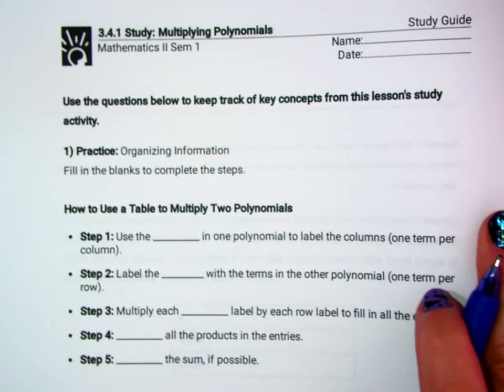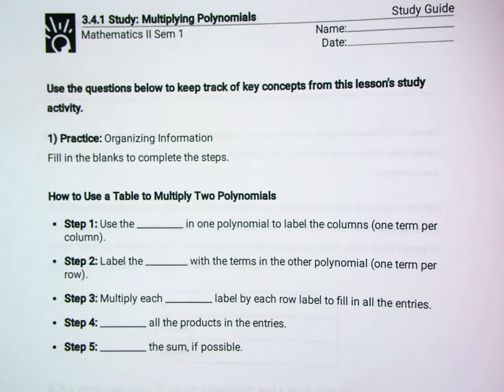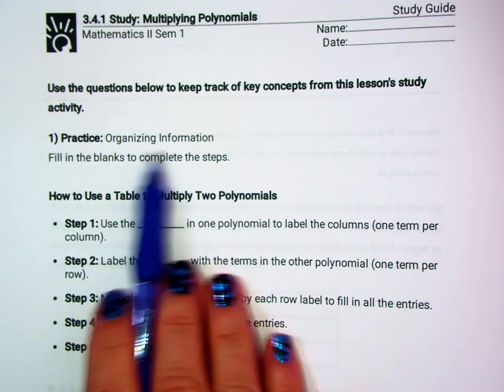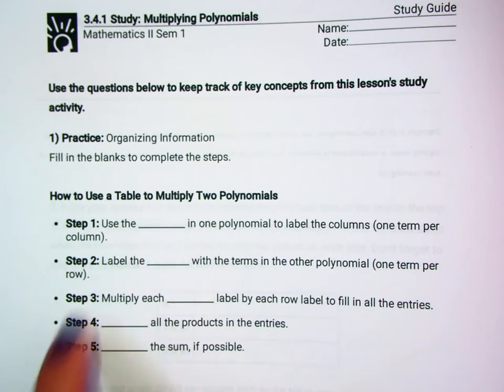All right, let's take a peek at our last section that we're going to do here. Multiplying polynomials again, but these are going to be slightly more advanced. So let's take a peek. Practice, fill in the blanks to complete the steps, and here are our steps for multiplying two polynomials.